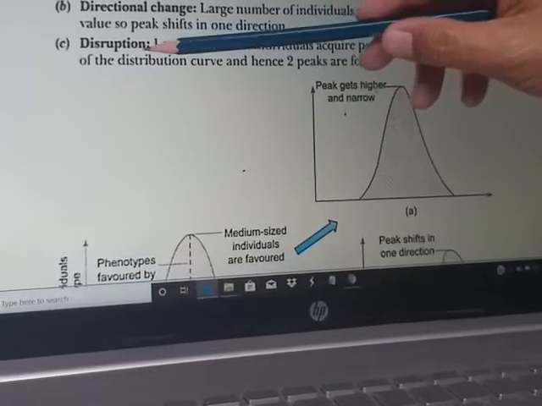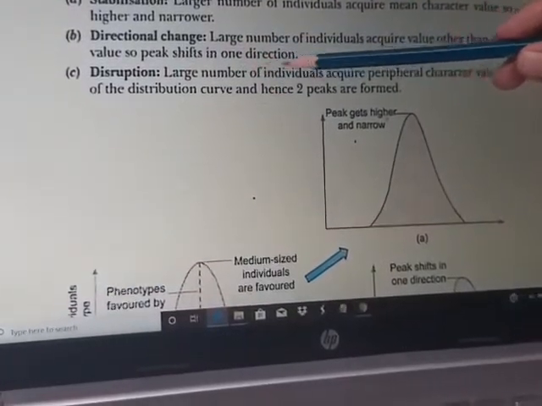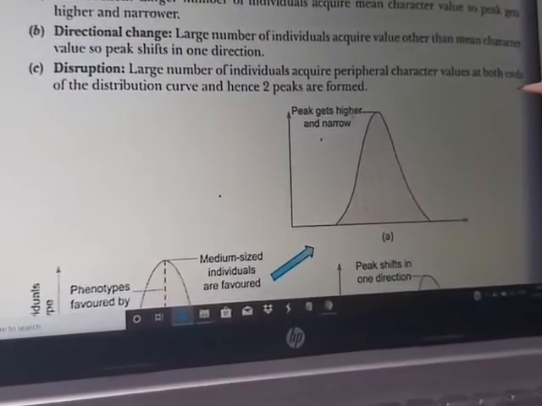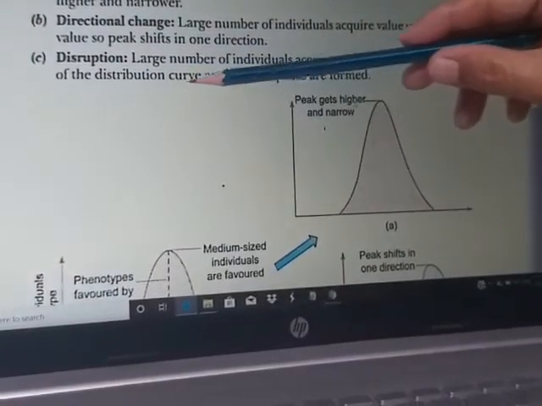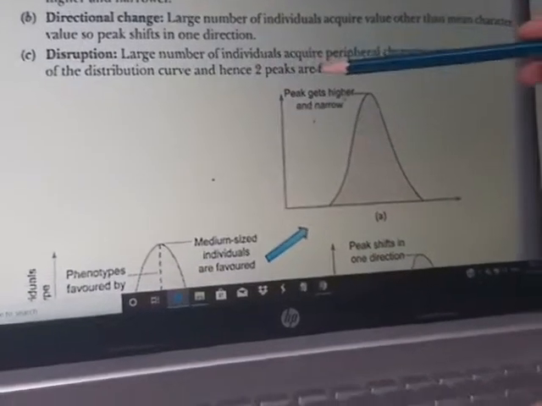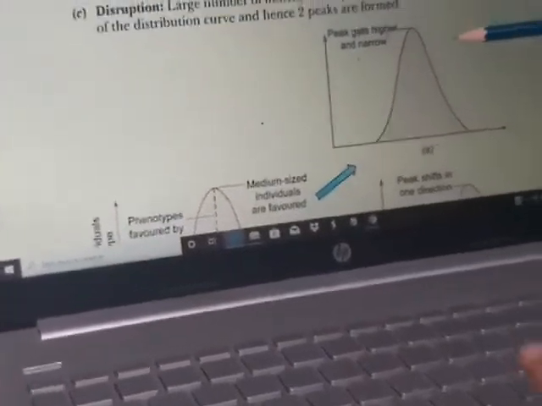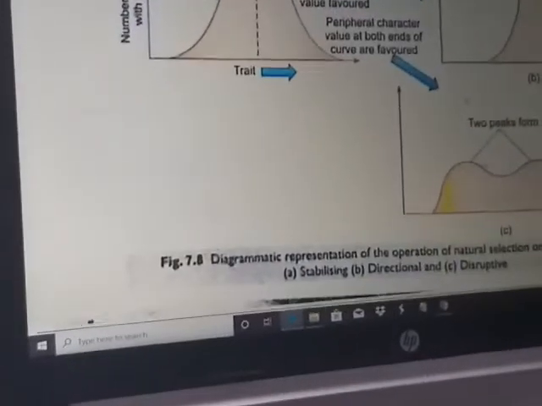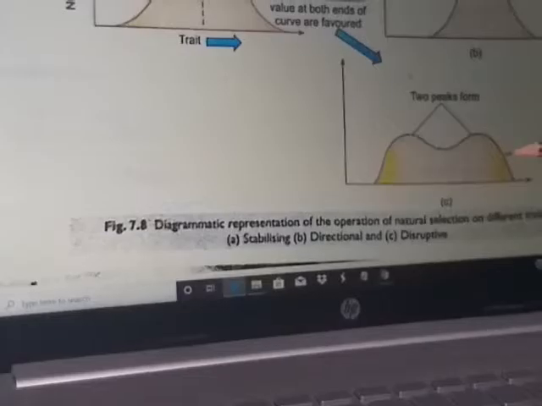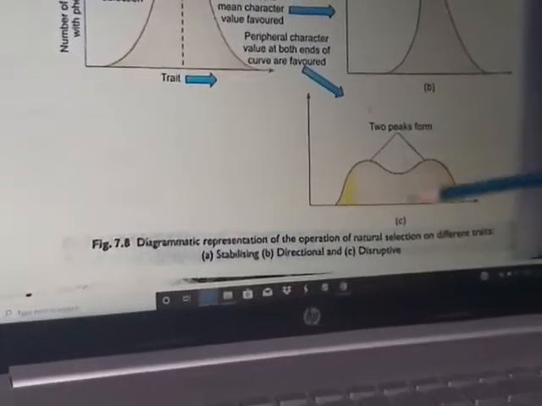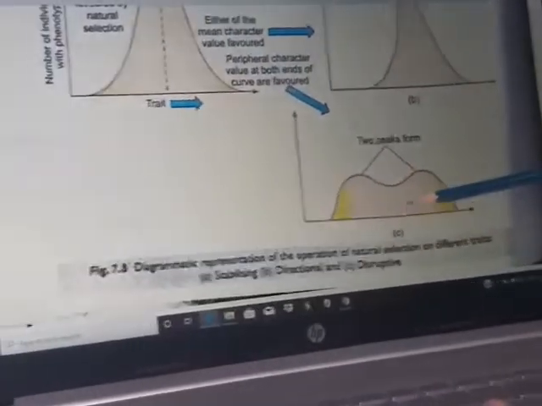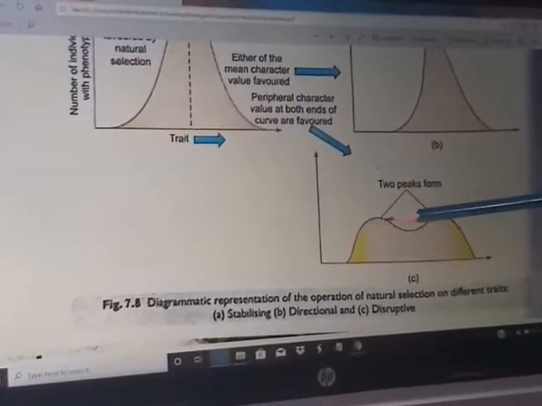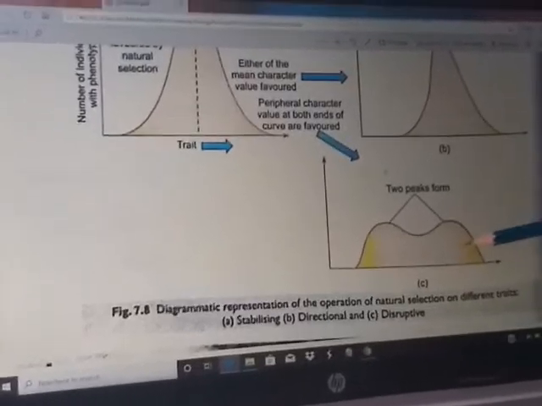And this is disruption. Large number of the individuals acquire peripheral character values at both ends of the distribution curve, and hence two peaks are formed. See the formation of two peaks over here, and there are no more individuals in the middle area, means the peaks are on the sides of the mean value.